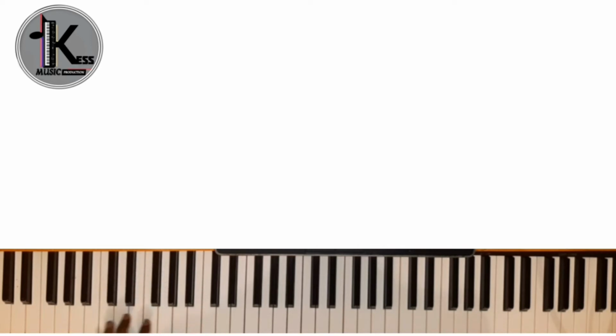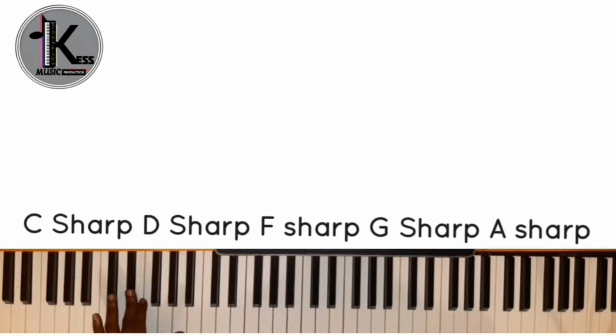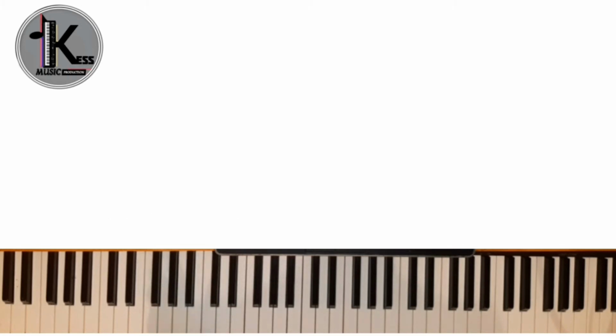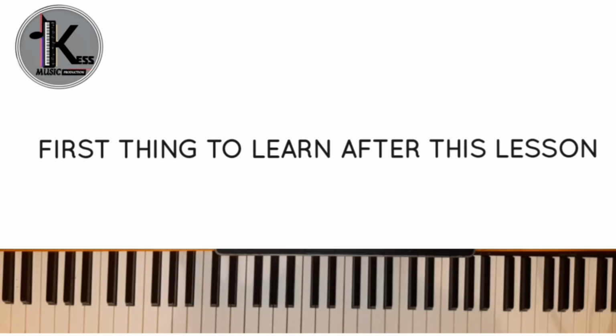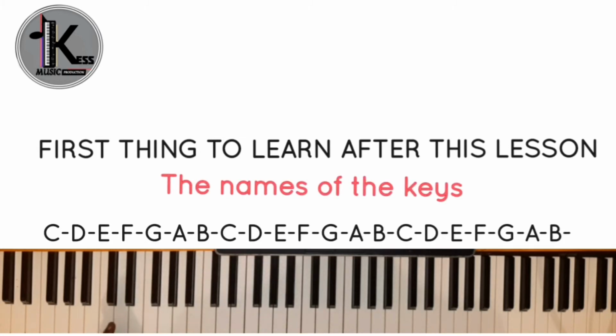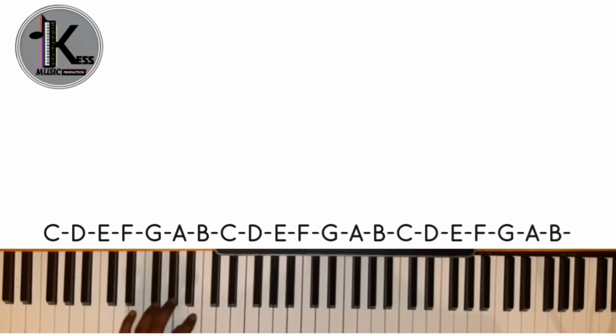So we have for the whites, C, D, E, F, G, A, B. Then for the black, we can call this C sharp, this D sharp, this F sharp, this G sharp, and this A sharp. Now the thing is, it is repeated again: 1, 2, 3, 4, 5, again 1, 2, 3, 4, 5. So the first thing you have to learn if you want to play the keyboard is the names of the keys: C, D, E, F, G, A, B. You can learn them on your own free will.